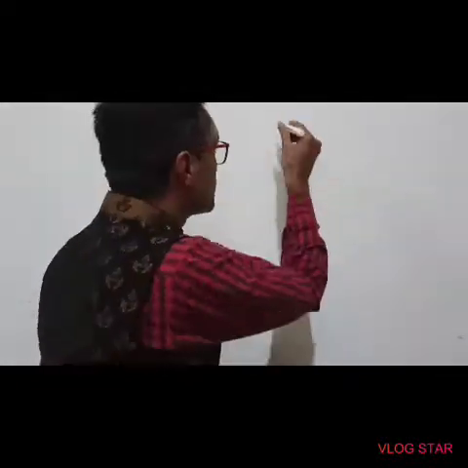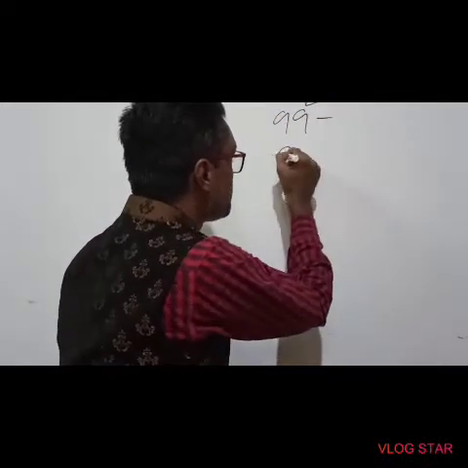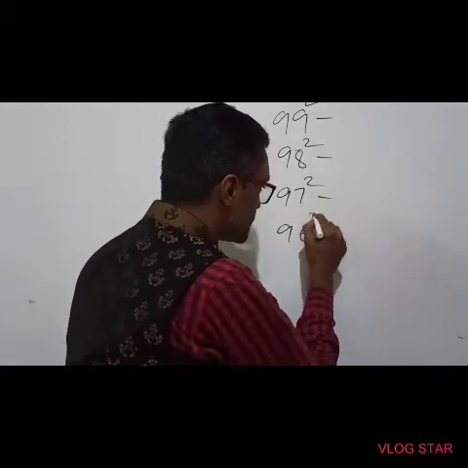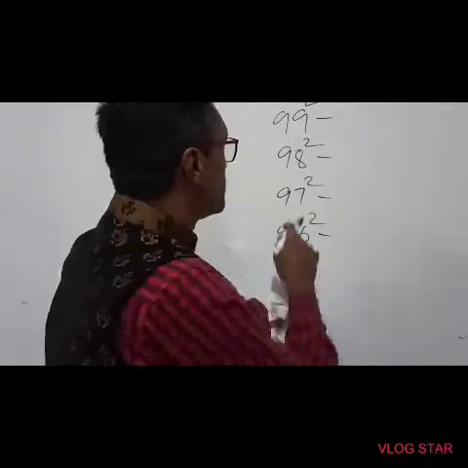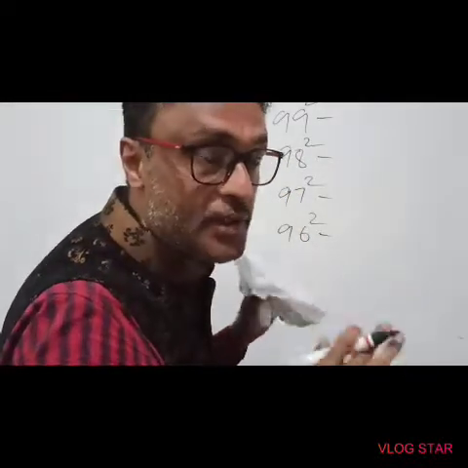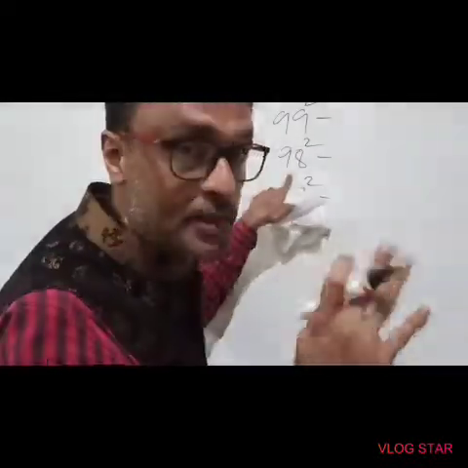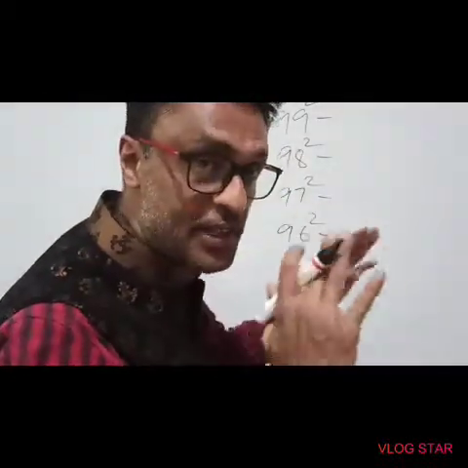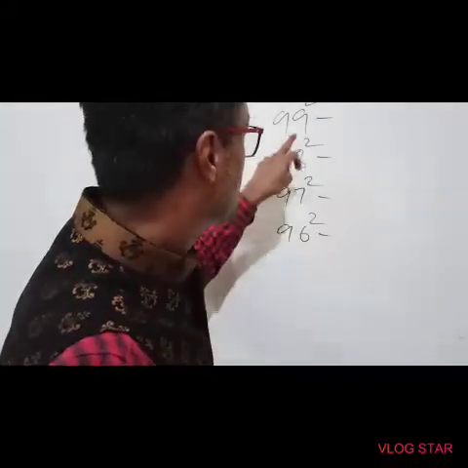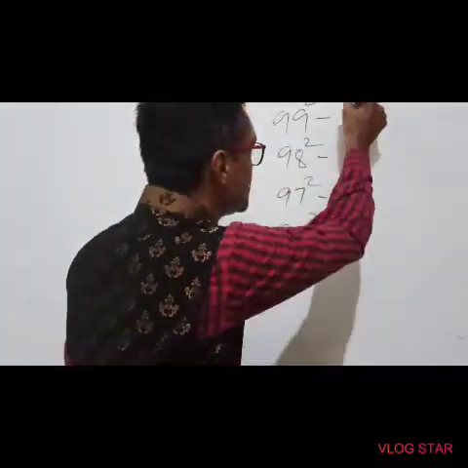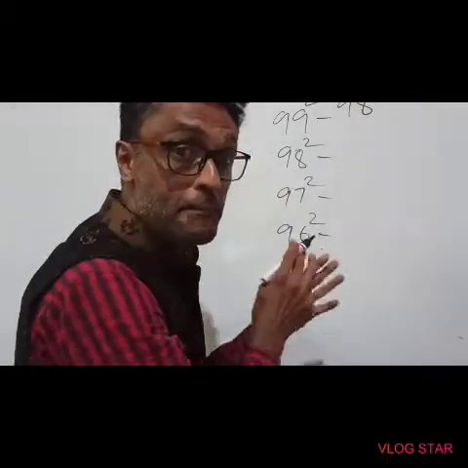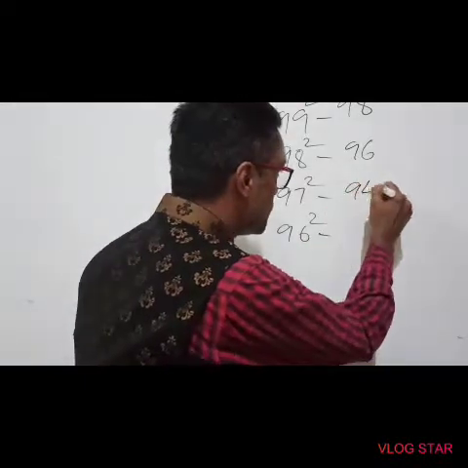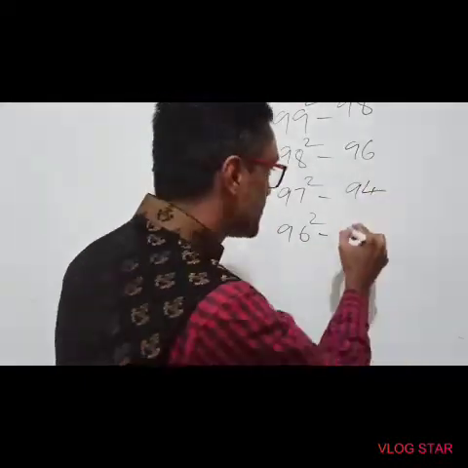Let's try. 99 square, 98 square, 97 square, 96 square. Okay. See the difference. 99 to 100, how many? 1. 98 to 100, how much difference? 2. 97 to 100? 3. 96 to 100? 4. If you take the difference, 99 minus 1 is 98. 98 minus 2 is 96. 97 minus 3 is 94. 96 minus 4 is 92.